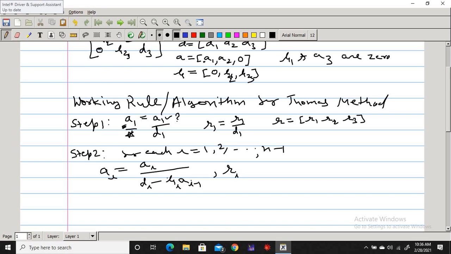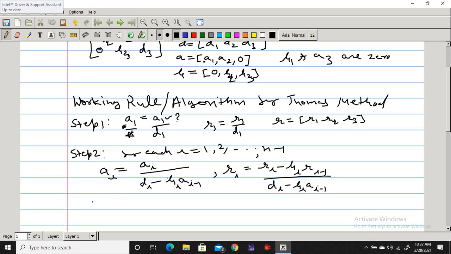And similarly RI is going to be RI minus BI RI minus 1 upon DI minus BI AI minus 1. In particular, if you want to think, A2 will be what? A2 upon D2 minus B2 into A1. Okay, and similarly R2 is going to be what? R2 minus B2 into R1 upon D2 minus B2 A1. Okay, so in particular we can think in that way.